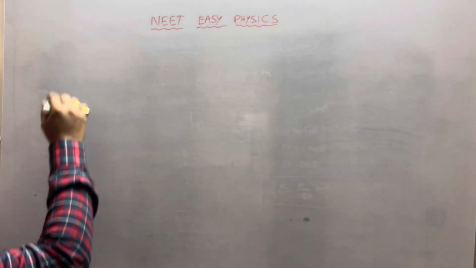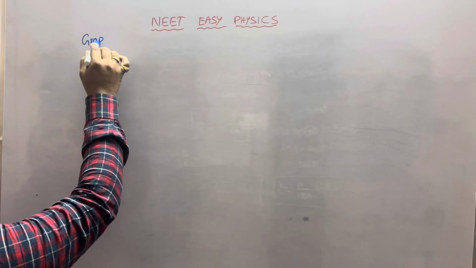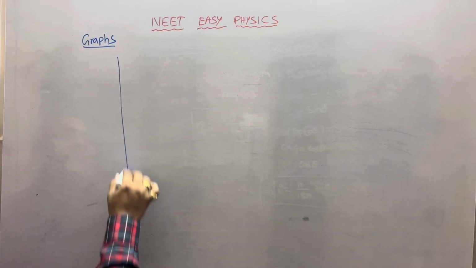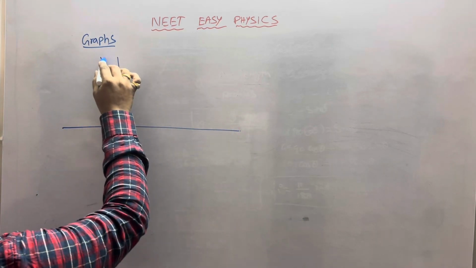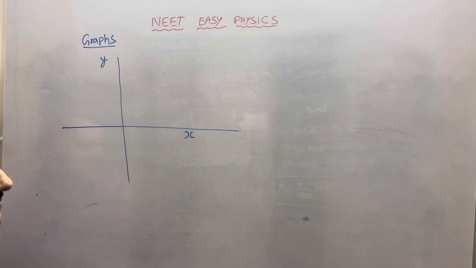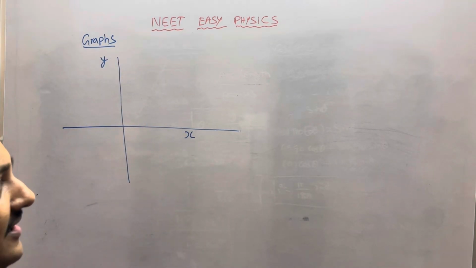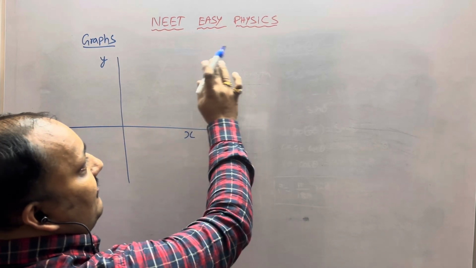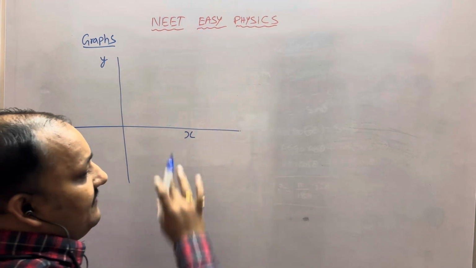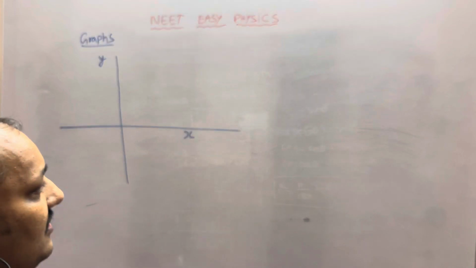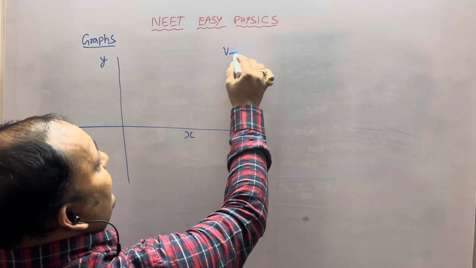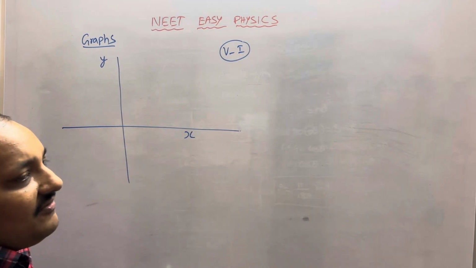In this class, we will discuss graphs. Whenever we are going to draw the graph between the y-axis and x-axis, the values we take on the y-axis and x-axis give information about from which physical quantity to which physical quantity we are going to draw the graph. Let us assume a voltage current graph, VI graph we will say.